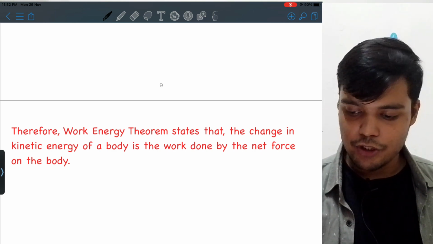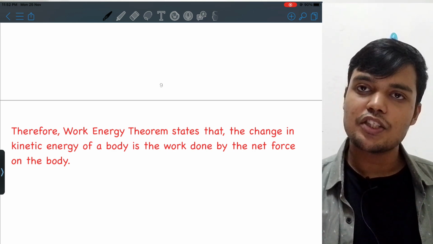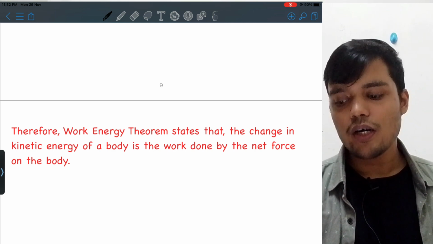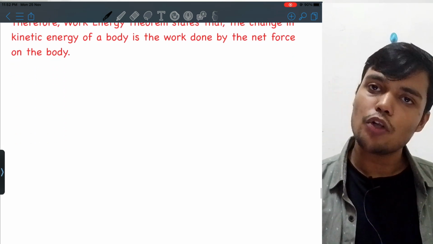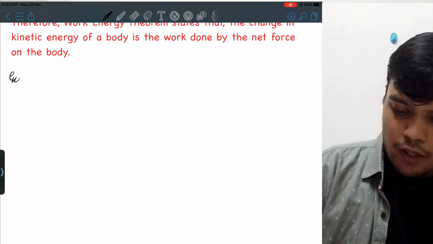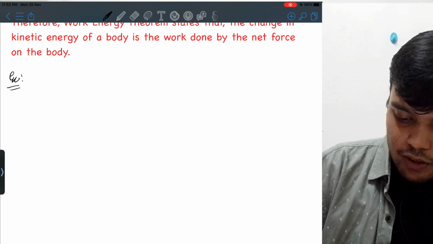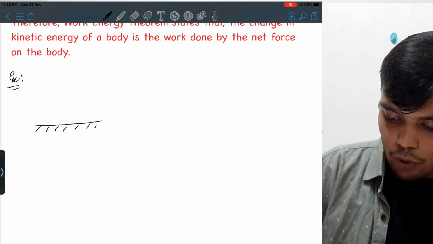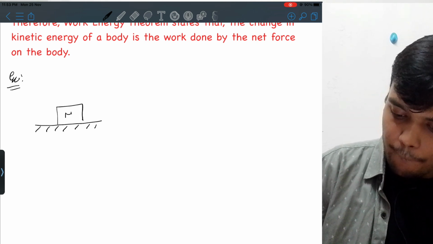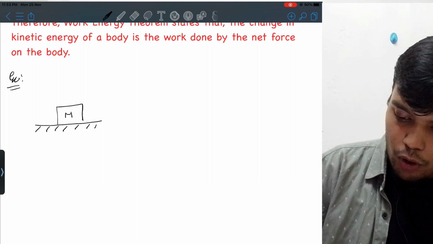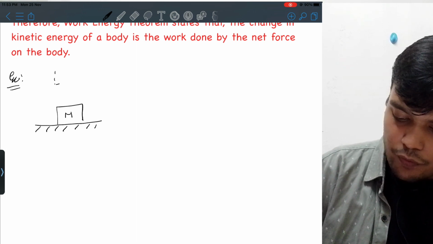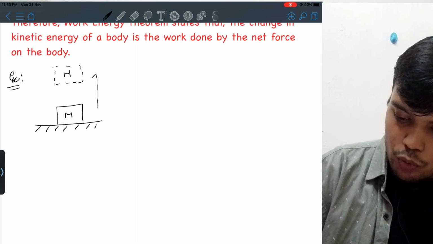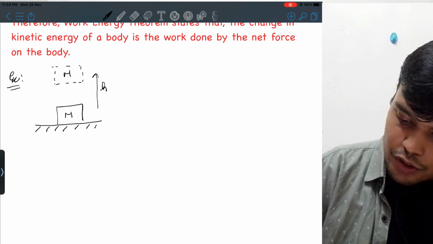Therefore, the work energy theorem states that the change in kinetic energy of a body is the work done by the net force on the body. Let's understand this with an example. Let's say we have a block of mass M, and we wish to lift it to a height h.